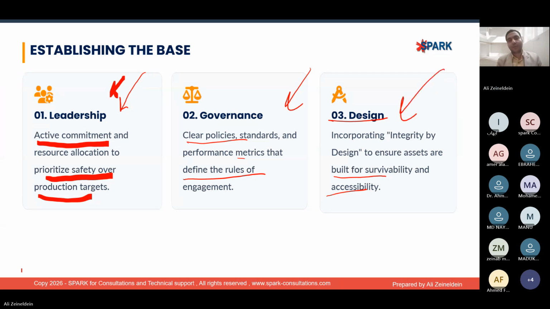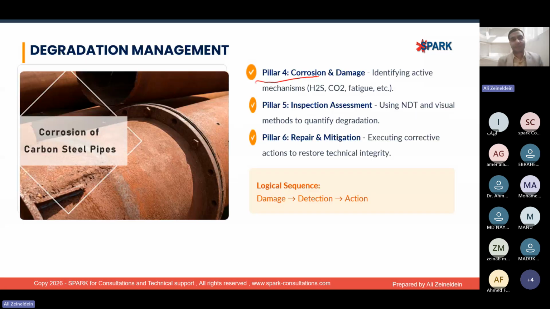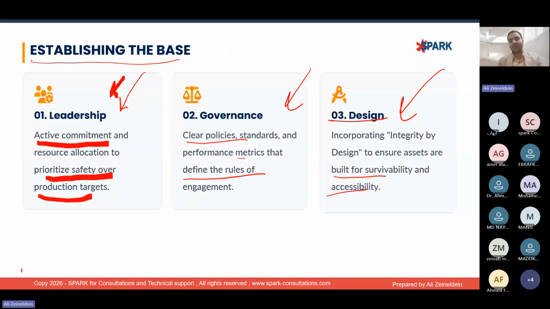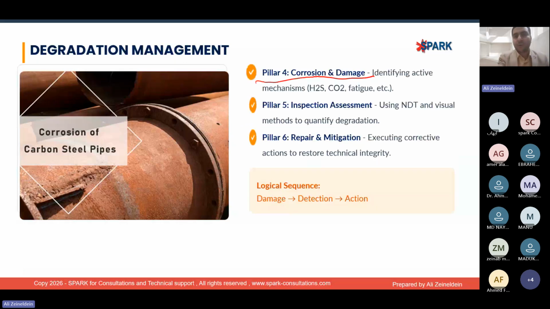The technical core is from pillar number 4 to 6. For example, corrosion and damage should be addressed well in asset integrity. So, degradation management, here establishing the base of asset integrity. Degradation management starts from pillars number 4, 5, and 6, meaning from corrosion and damage for different reasons, as we can see: H2S corrosion, CO2 corrosion, fatigue, regardless of the kind of damage.